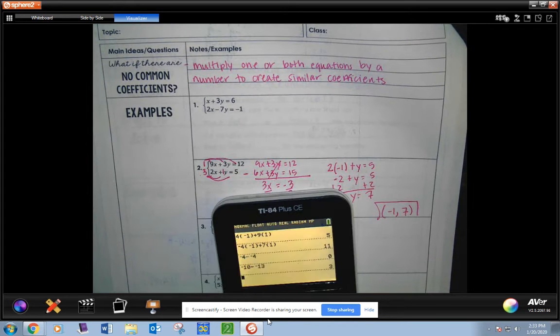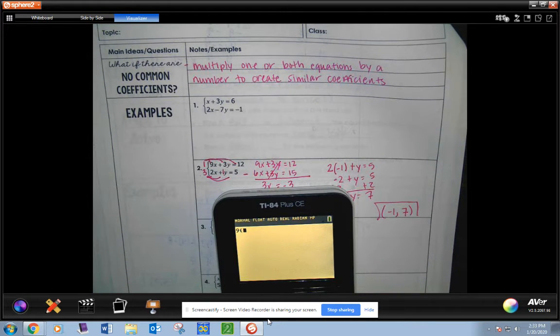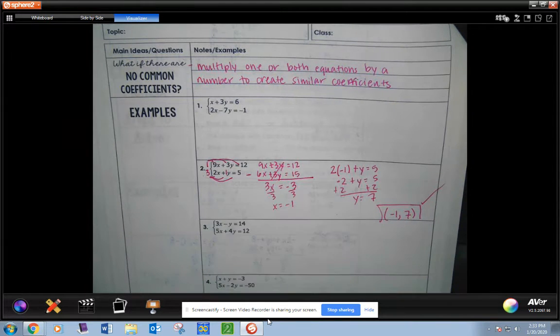And then we're going to check it in the calculator. So we're going to do 9 times the x, which was negative 1, plus 3 times the y, which was 7, and I should get 12. Then I check the other one. 2 times the x, which was negative 1, plus, and then the y is just 7. I should get 5. So since I got both of those to be the same, this is the correct answer.